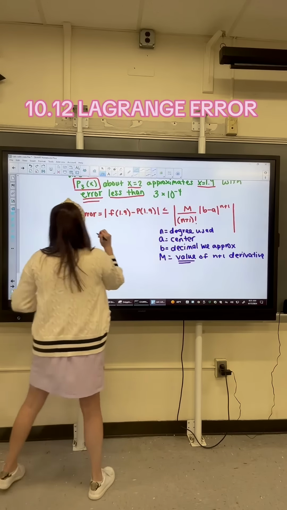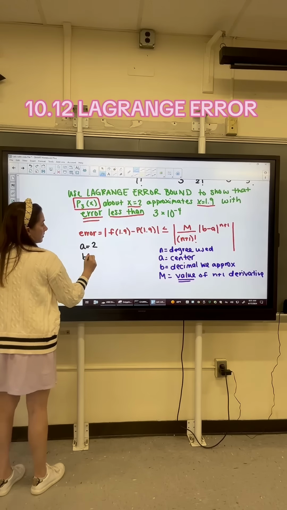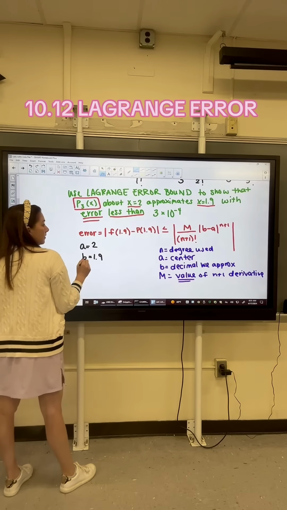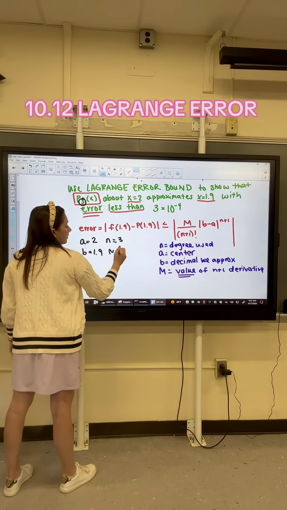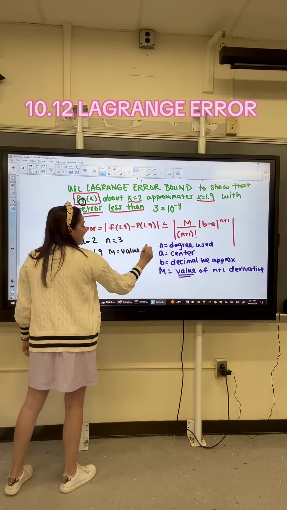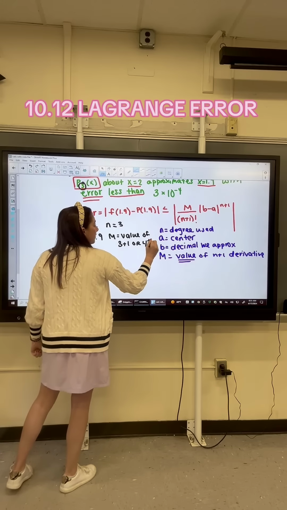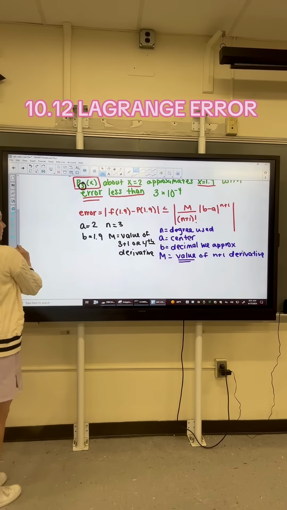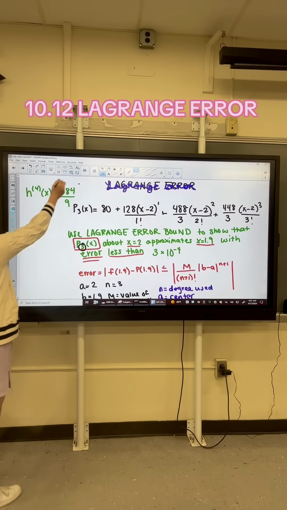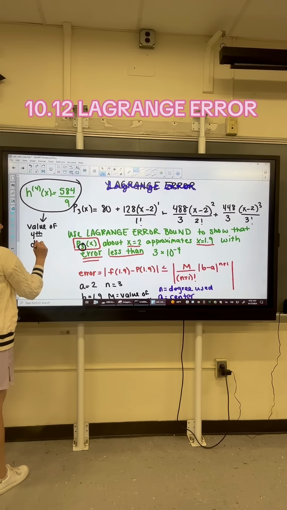So let's go on up here and start writing down what all the different variables mean. So a is 2, we're centered at 2. b is 1.9, that's my decimal. n is going to be 3. And then M is the maximum, so the value of the fourth derivative. Okay? So we would need to be given information about the fourth derivative in order to answer this, which for this particular question we are. We're given that the value of the fourth derivative is 584 over 9. So 584 over 9 is going to be equal to M.